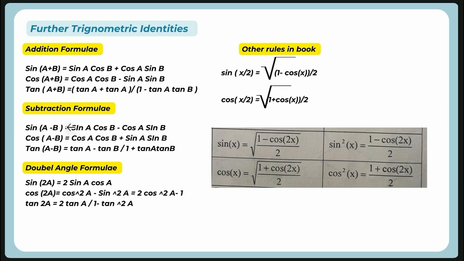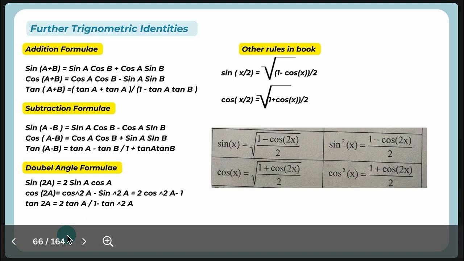Then you have the subtraction formulas. Sine of A minus B is sine of A cosine of B minus cosine of A times sine of B. Then cosine of A minus B is cosine of A cosine of B plus sine of A times sine of B. Then tangent of A minus B is tangent of A minus tangent of B, divided by 1 plus tangent of A times tangent of B.